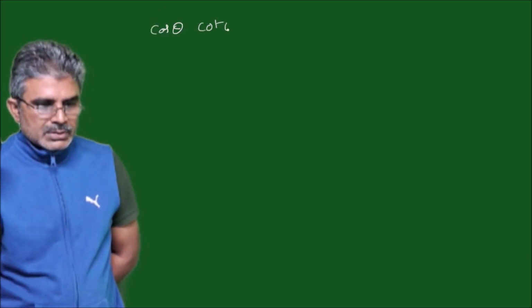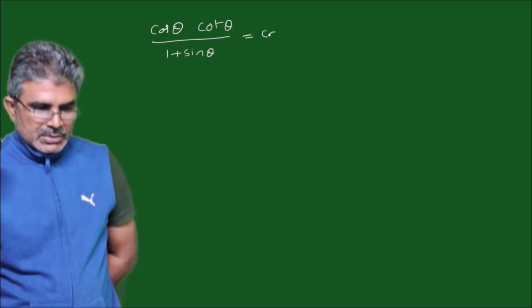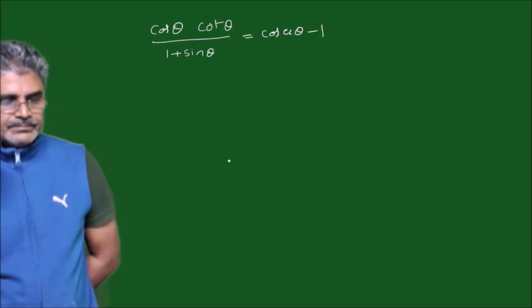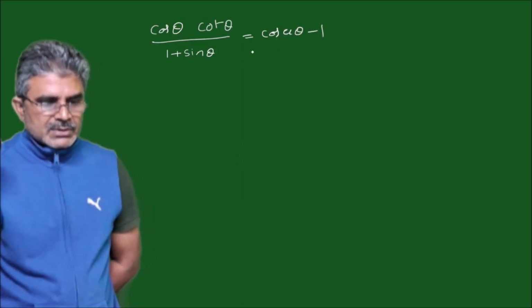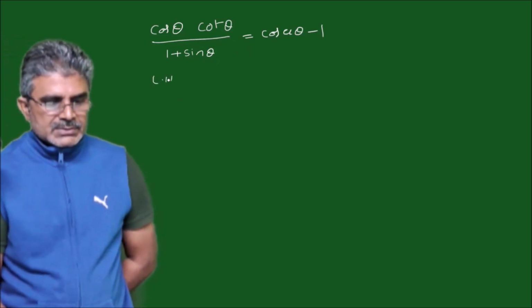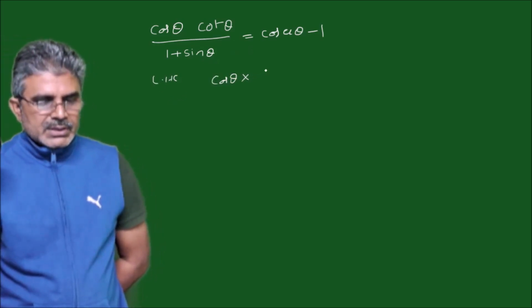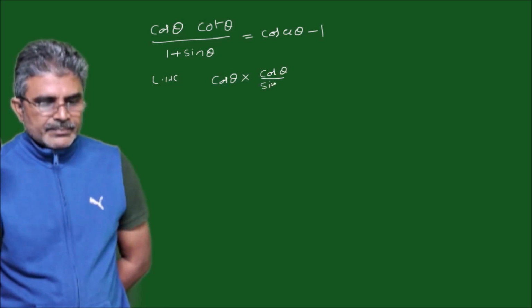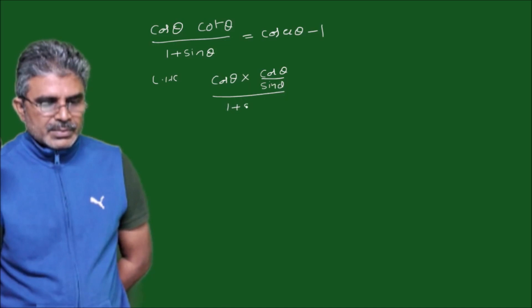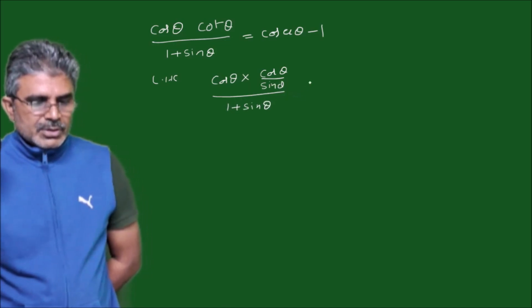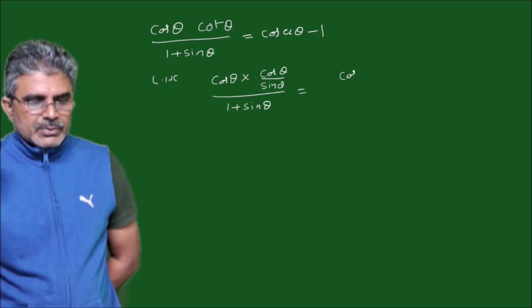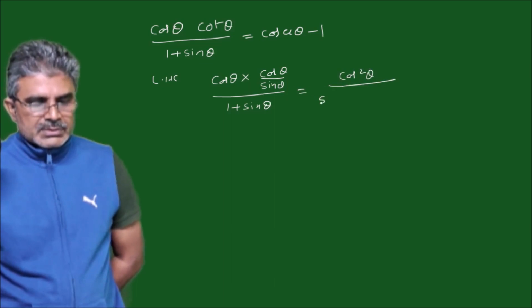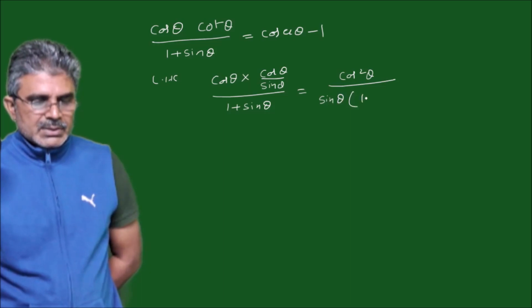Our next question is cos θ into cot θ divided by 1 + sin θ, which will be equated to cosec θ − 1. The right-hand side is in terms of cosec θ − 1, so let it be. First take the LHS, which is cos θ into cot θ. I can write cos θ by sin θ divided by 1 + sin θ, which is equal to, on top, cos² θ, divided by sin θ into (1 + sin θ) in the denominator.